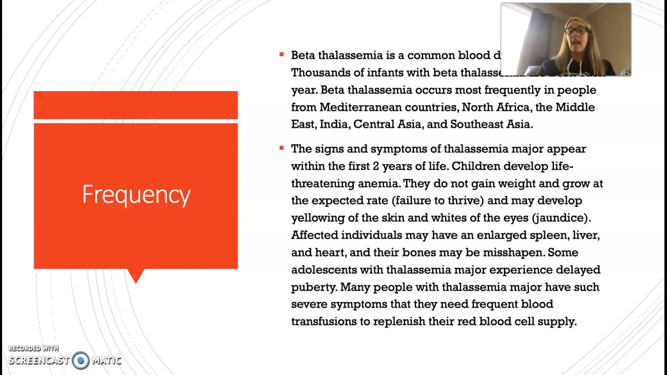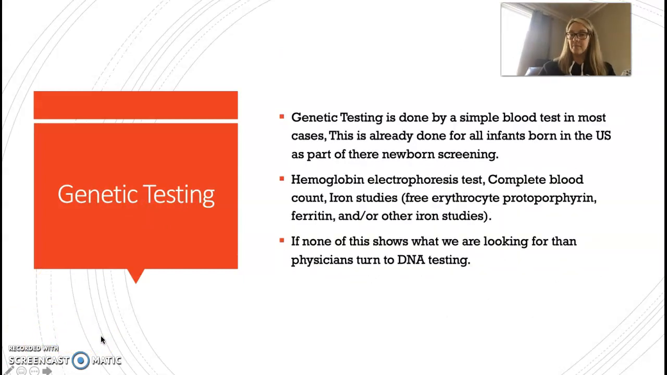Affected individuals might have an enlarged spleen, liver, or heart, and bones may be misshapen. If it's somehow missed as a child and then seen later, more like thalassemia major, for example, you're going to have delays in puberty and adolescence. You'll have severe symptoms that could require frequent blood transfusions just to replenish the red blood cell supply. These are just some things that we look for when looking at the clinical picture.